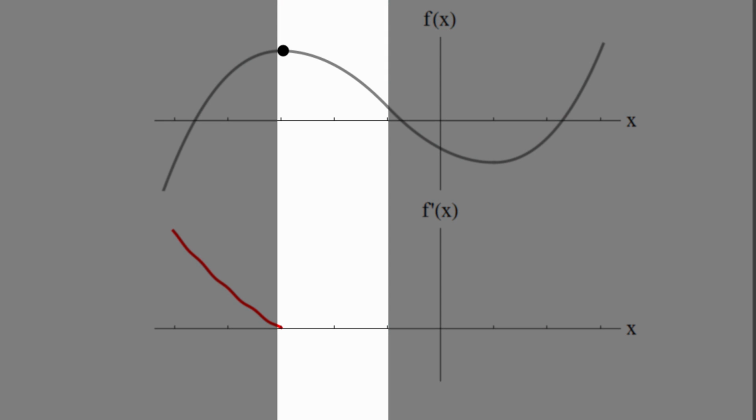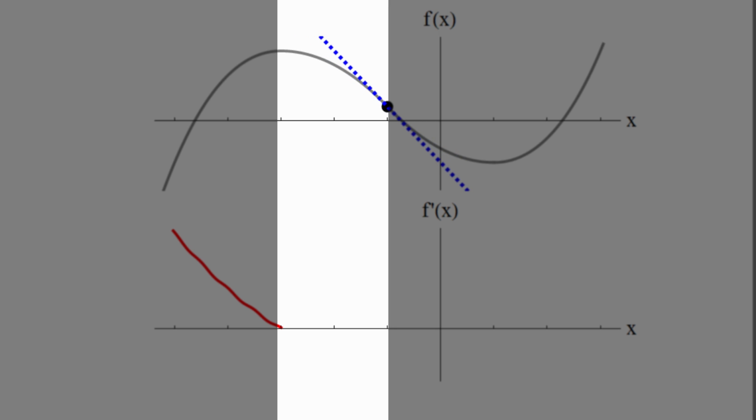We're now thinking about this section of the graph of f, right here. If we want to think about f double prime, then we need to think about how f prime changes, how the slopes of the tangent lines change. Right now, we have a tangent line whose slope is 0. And then we get a negative slope, and then an even bigger negative slope.